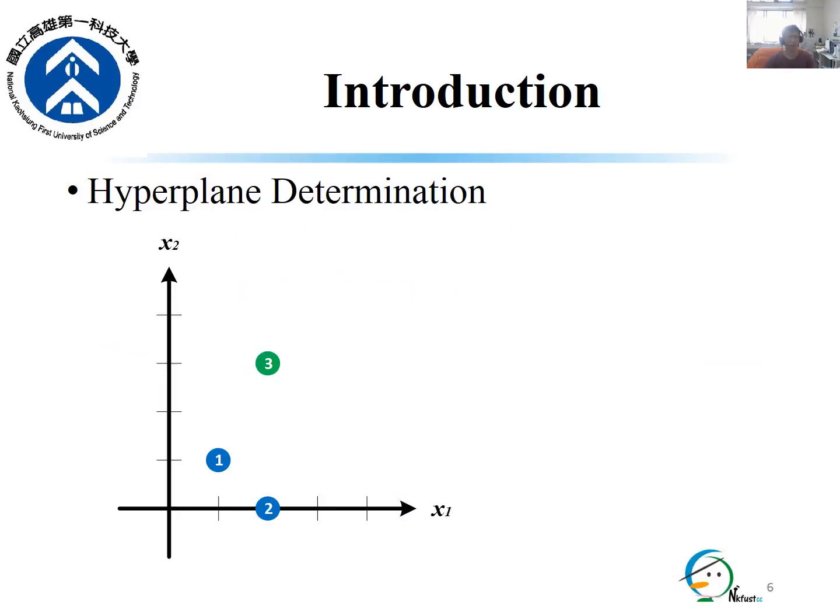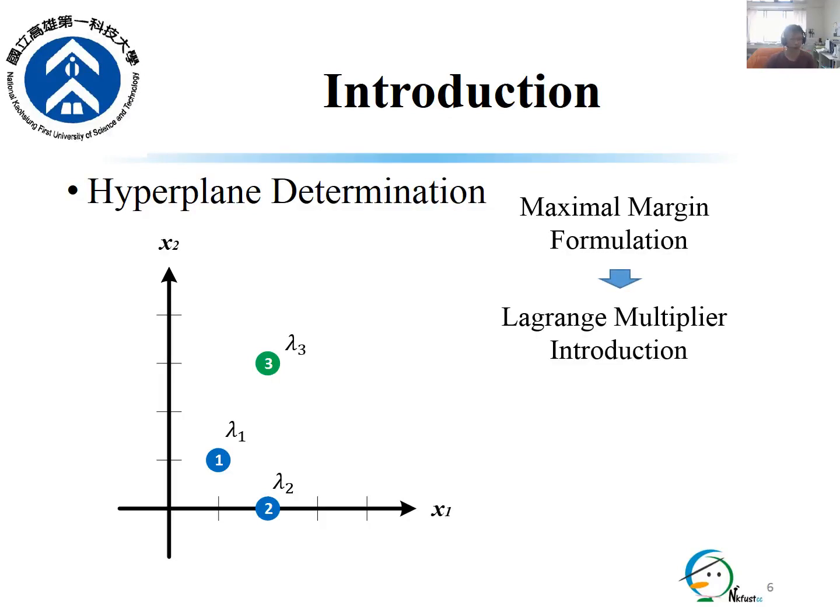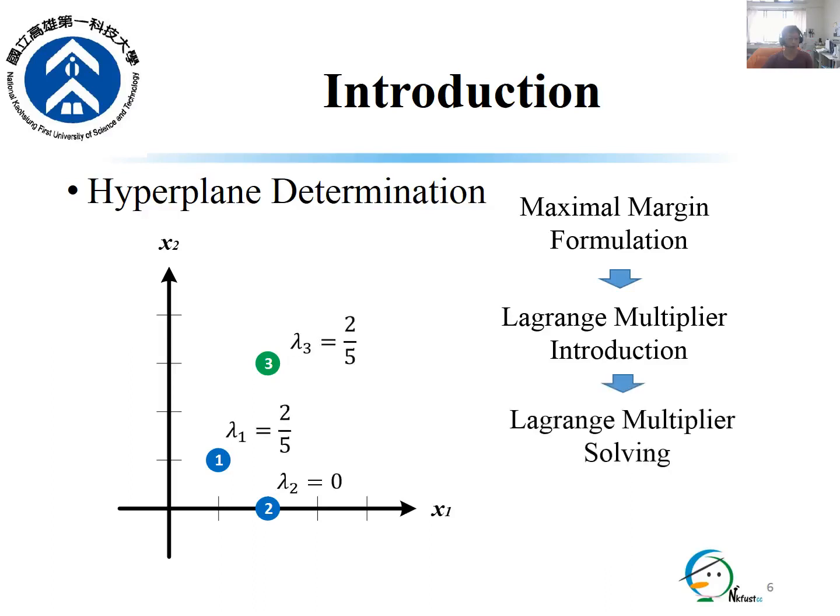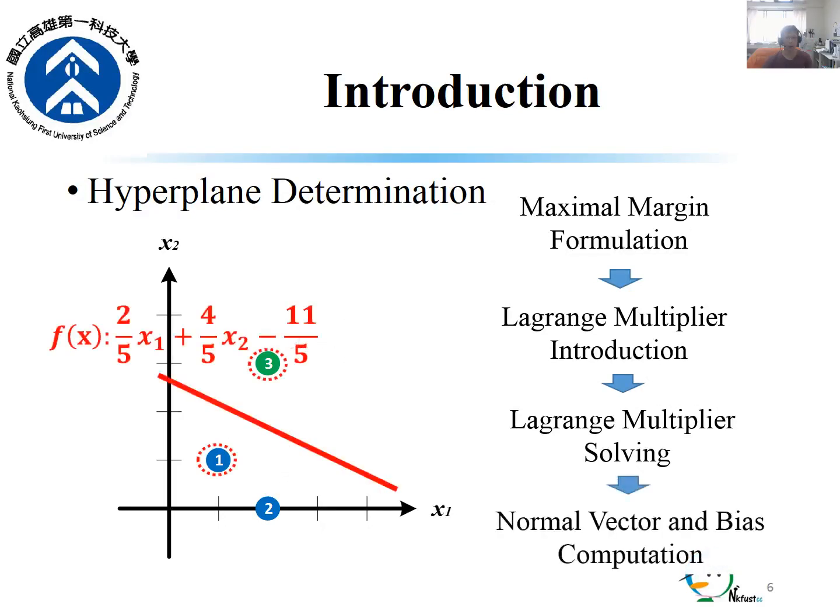Here we give the detailed steps of how to determine the SVM hyperplane in this lecture. The first step is to introduce the maximum margin formulation, followed by introducing Lagrange multipliers for all training samples. Next, we reformulate the maximum margin problem as a quadratic programming problem for Lagrange multiplier solving. The obtained Lagrange multipliers are then used for computing the normal vector and the bias of the SVM hyperplane.